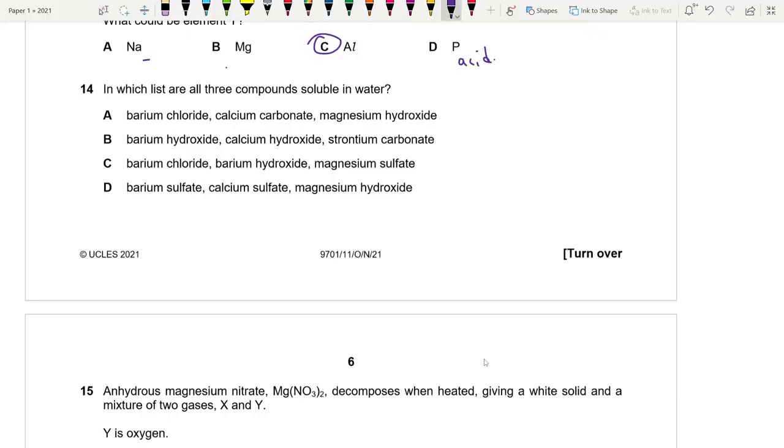Okay. In which list are all three compounds soluble in water? Barium chloride is soluble. Calcium chloride is not. Barium hydroxide is soluble. Strontium carbonate is not soluble. Calcium hydroxide is not soluble. Barium chloride is soluble. Barium hydroxide is soluble. Magnesium sulfate is soluble. Remember this, guys. Down group 2, solubility of hydroxides increases, solubility of sulfates decreases. Okay, so magnesium sulfate is soluble. And in D, barium sulfate is not soluble.